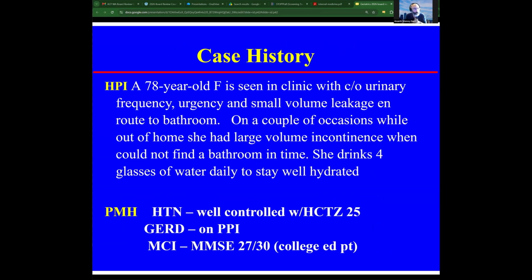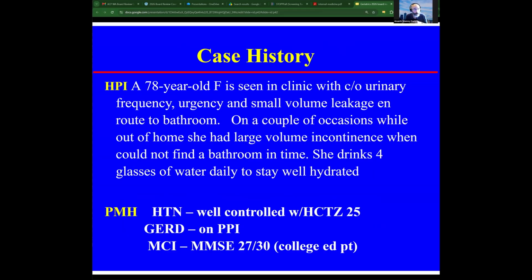All right, we're going to keep on going. Next case, the next question, we have a 78-year-old woman who's seen in clinic with complaints of urinary frequency, urgency, and small volume leakage when she's en route to the bathroom. On a couple of occasions while out of the house, she had large volume incontinence when she couldn't find a bathroom in time. And obviously, these were mortifying.